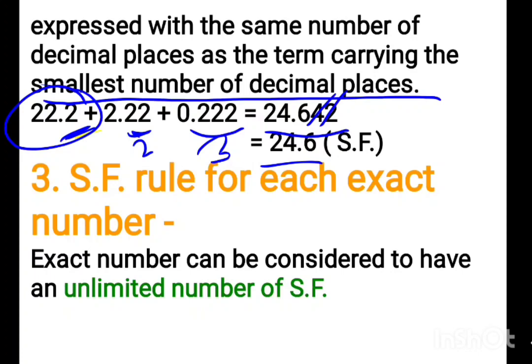ওকে, next. Okay, next one, each exact number can be considered to have an unlimited number of significant figures. যে কোনো exact নাম্বার তুমি বসাও তার ক্ষেত্রে আনলিমিটেড সিগনিফিক্যান্ট ফিগার দেখা যায়, ঠিক আছে?